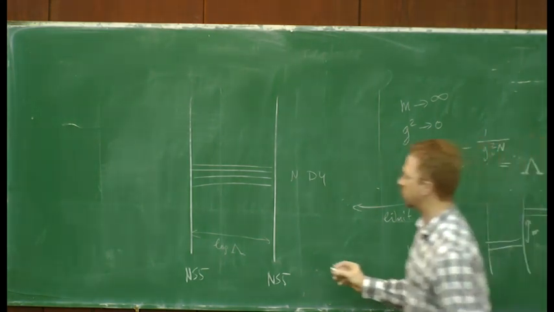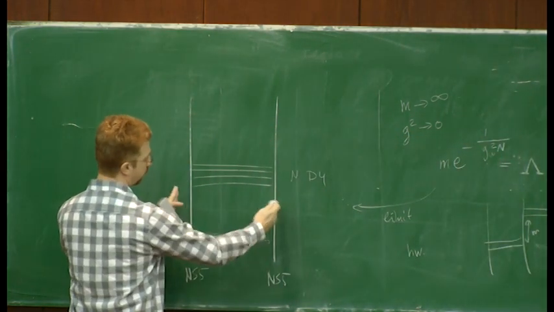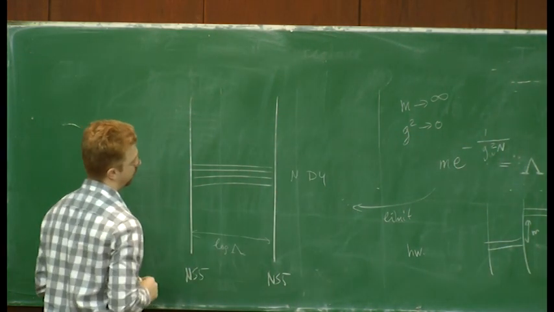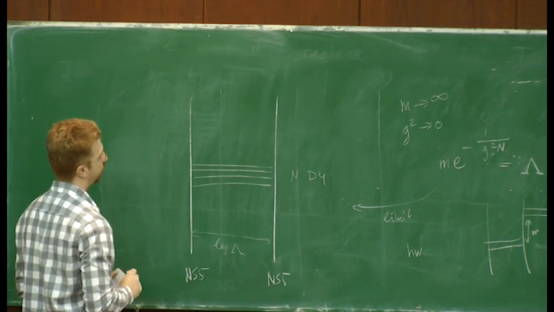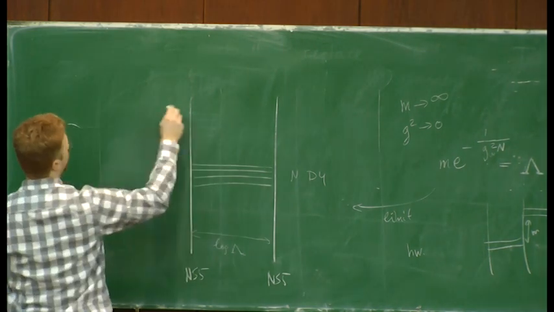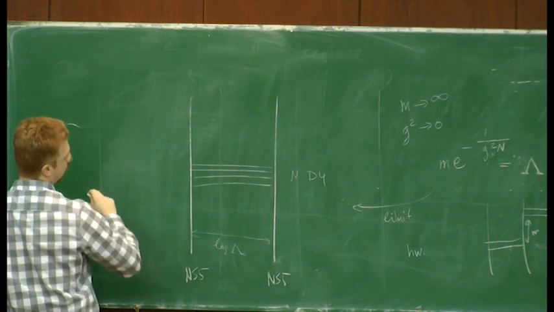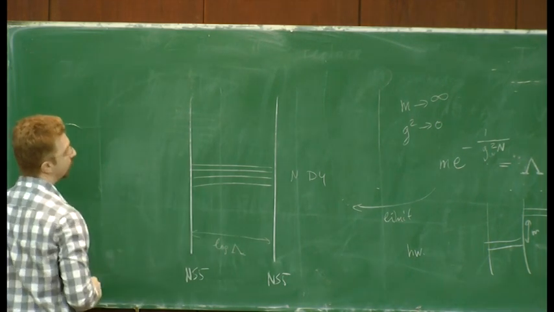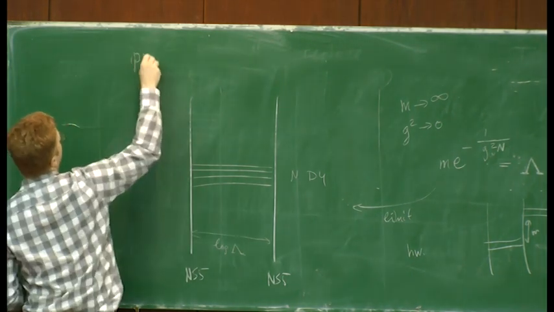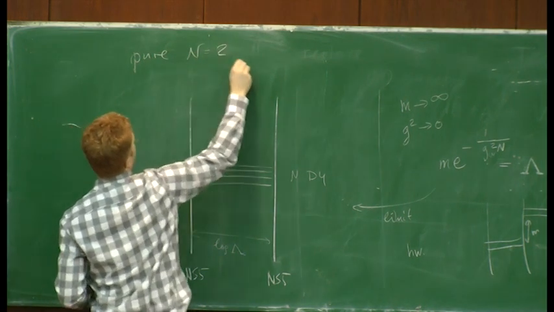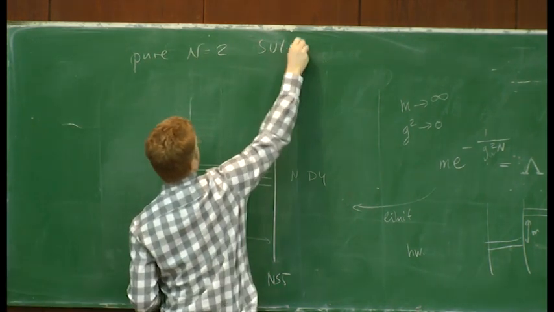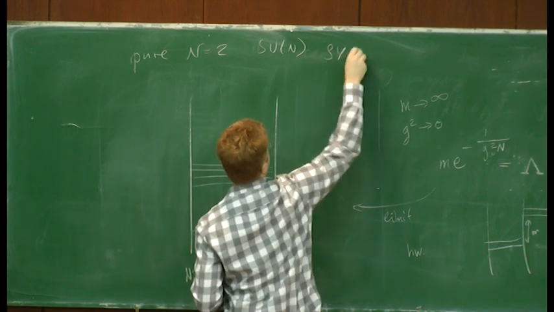this picture with no periodicity, but there are two NS5 branes, between which there are n D4 branes. And so this is the setup which Witten suggested at some point as the simplest realization of the pure N equals 2 SU(N) super Yang-Mills theory.